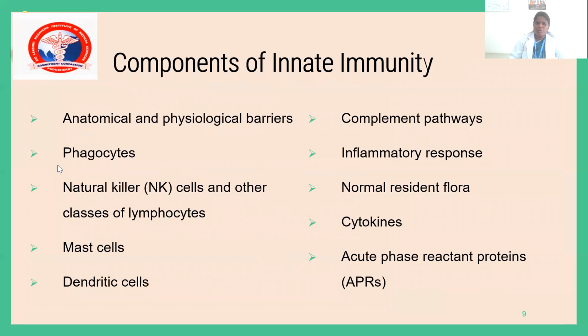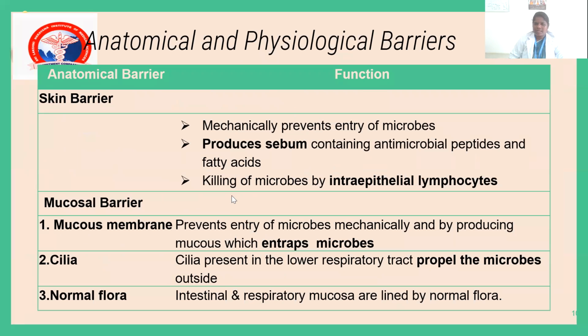I already mentioned that a few cells are involved in innate immunity. These are responsible for killing the bacteria via innate immunity: anatomical and physiological barriers, phagocytic cells, natural killer cells, mast cells, dendritic cells, the alternate and lectin pathways of complement, and the inflammatory response, which produces secretory cytokines and some acute phase reactant proteins. These are the components which help to activate and destroy the microorganisms. Let's discuss them one by one.